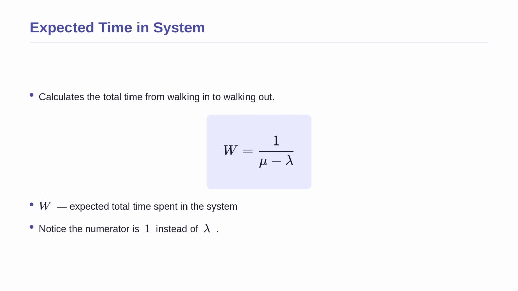Now we move to the formula for W, the expected total time a customer spends in the system. Notice that this formula is very similar in structure to the formula for L, but it has a 1 in the numerator instead of lambda. It is simply 1 divided by the difference between the service rate, mu, and the arrival rate, lambda. This direct relationship between the number of customers and the waiting time is a fundamental rule in queuing theory. It allows us to easily convert between counting the number of people and measuring the amount of time they spend.